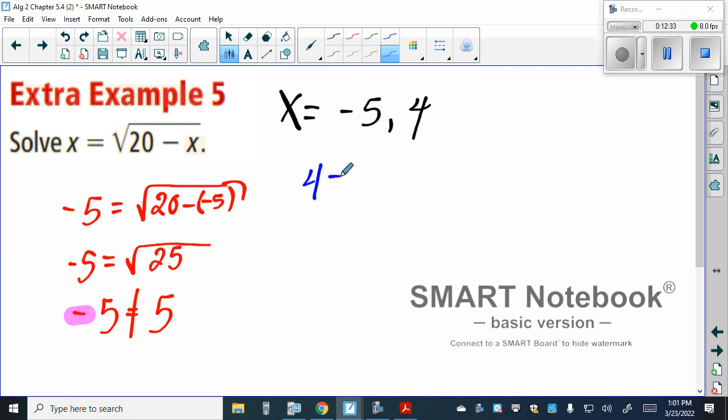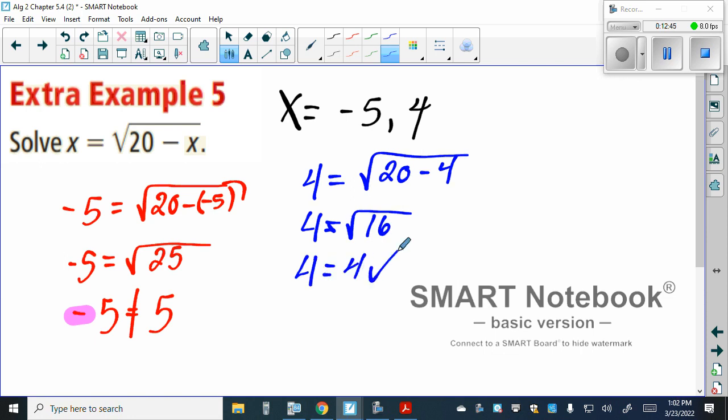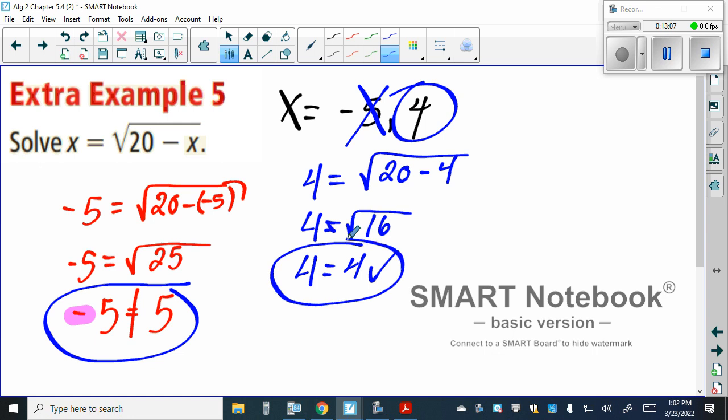If we check 4, 4 is equal to the square root of 20 minus 4. The square root of 20 minus 4 is the square root of 16, which tells us 4 is equal to 4. So -5 does not work, but 4 does. So for this here, the actual answer would be 4, not -5, because when we check it, we see that we don't get the same thing when we plug in -5, but we do with 4.